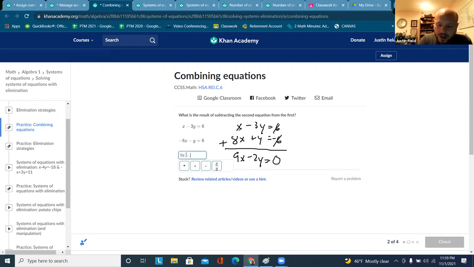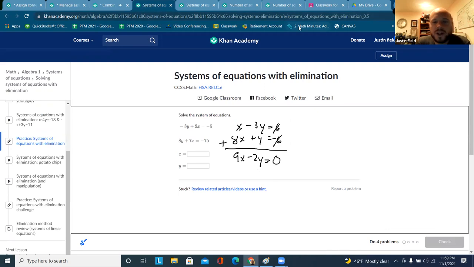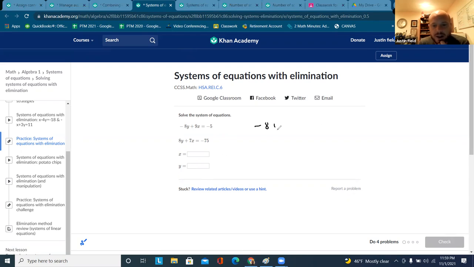9x minus 2y equals 0. Yeah. All right. There we go. Let's move along. Okay. So when we do elimination, what we can do is we can combine the equations. That's why that's the first assignment.